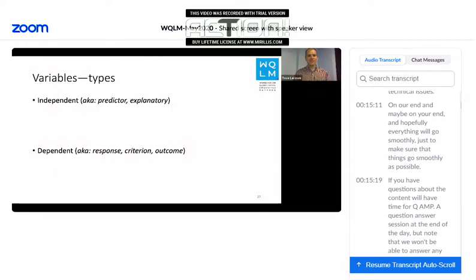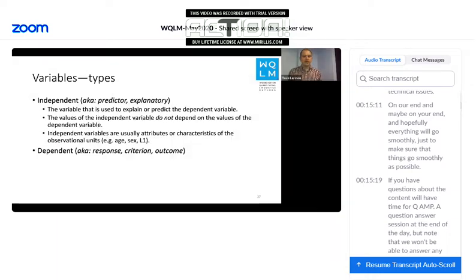The independent variable is often referred to as a predictor variable or an explanatory variable. The dependent variables are often referred to as response, criterion, or outcome variables. Okay, for independent, this is a variable that's used to explain or predict the dependent variable, hence predictor or explanatory.